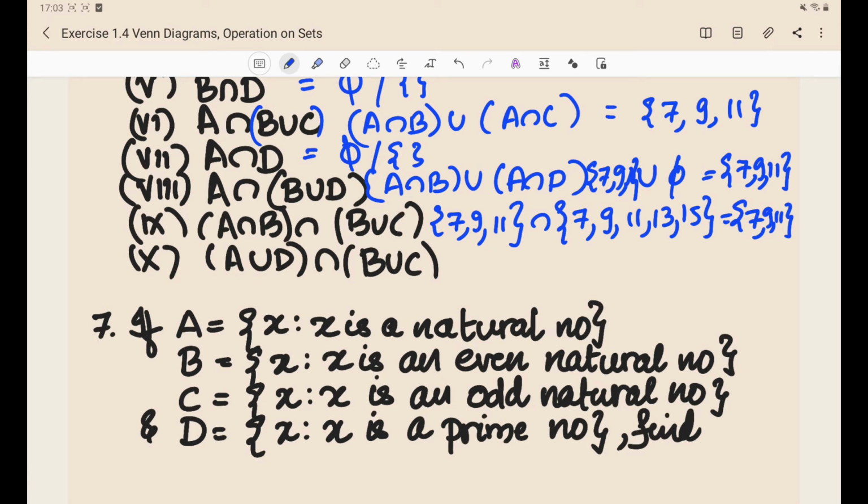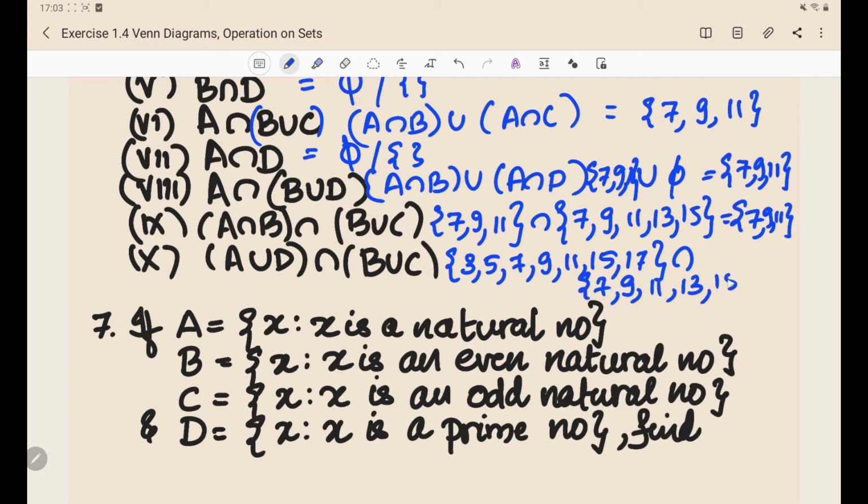Again, the last problem, that is the 10th problem: (A union D) intersection (B union C). What is A union D? All the elements of A and D: 3, 5, 7, 9, 11, 15, 17. Again, taking the intersection with B union C. What is B union C? 7, 9, 11, 13 and 15. Take the intersection of that. What are the common elements in these both sets? 7 is there, 9 is there, 11 is there, and 15 is there.